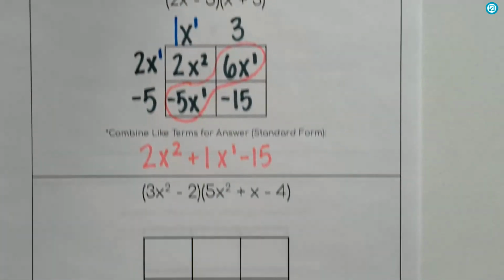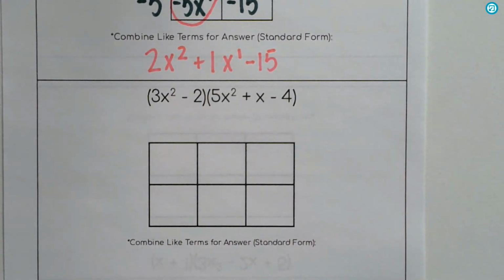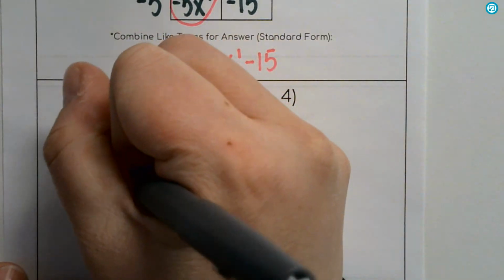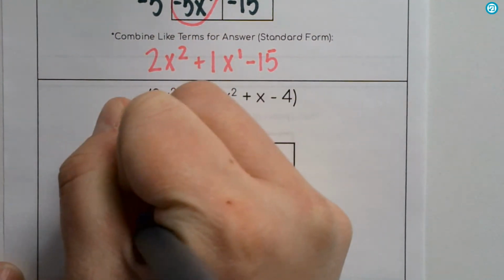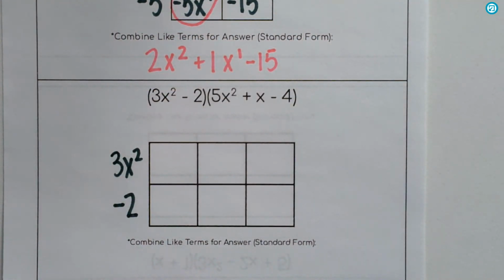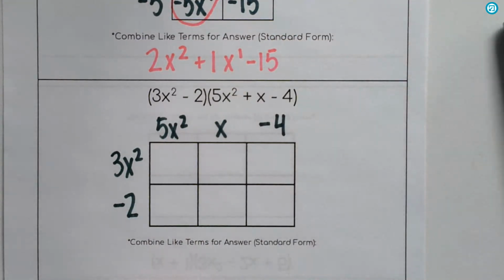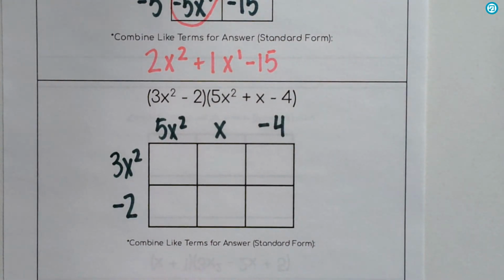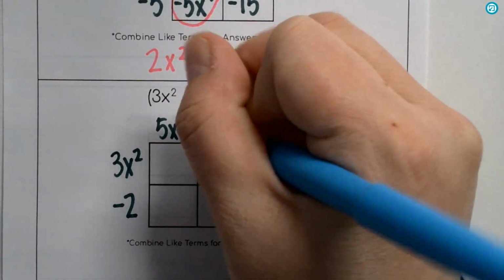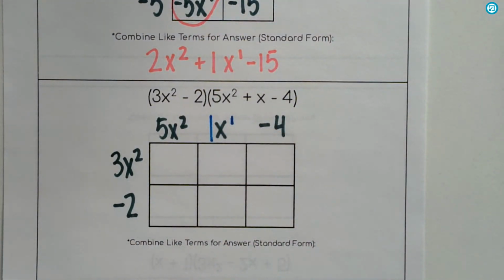Okay, next one we've got on here. We've got 3x squared minus 2 times 5x squared plus x minus 4. We are going to put the binomial on the side, because that's what I have it set up for. So this 3x squared and this minus 2 can go on the side. And then across the top, we've got our 5x squared, our x, and our negative 4. The only imaginary exponents we need to add in here is this x to the first power. You can add the 1 as the coefficient if you want as well.